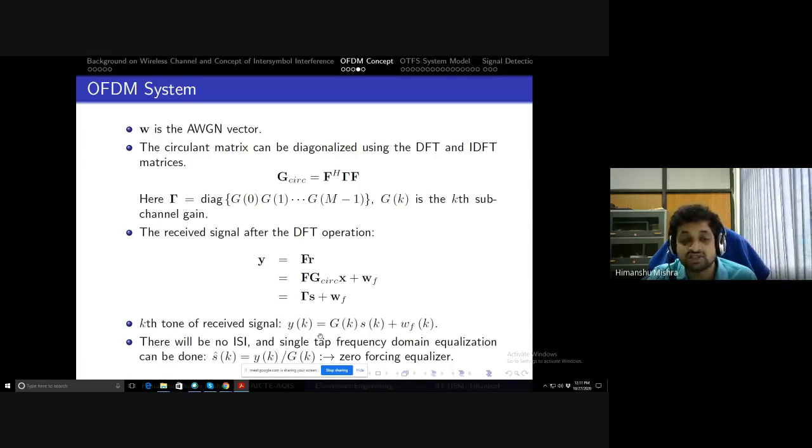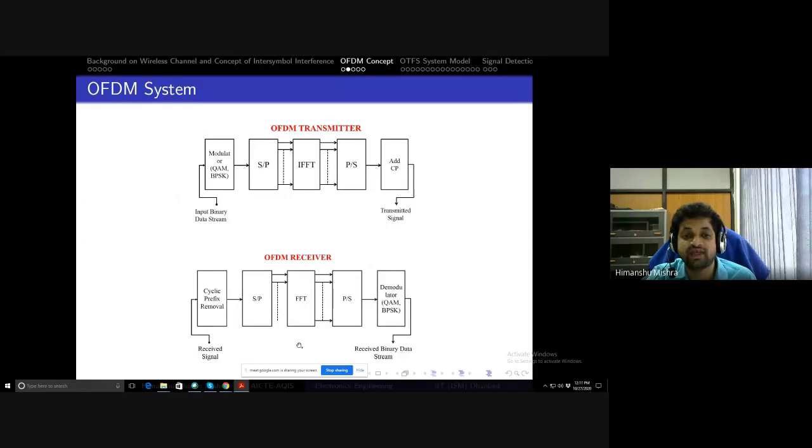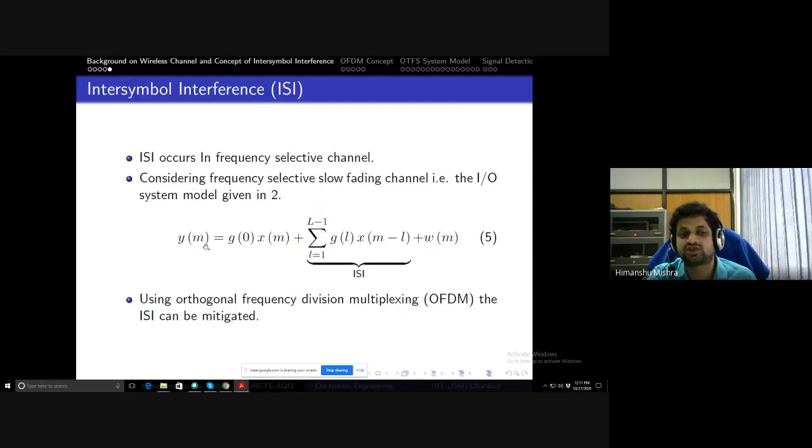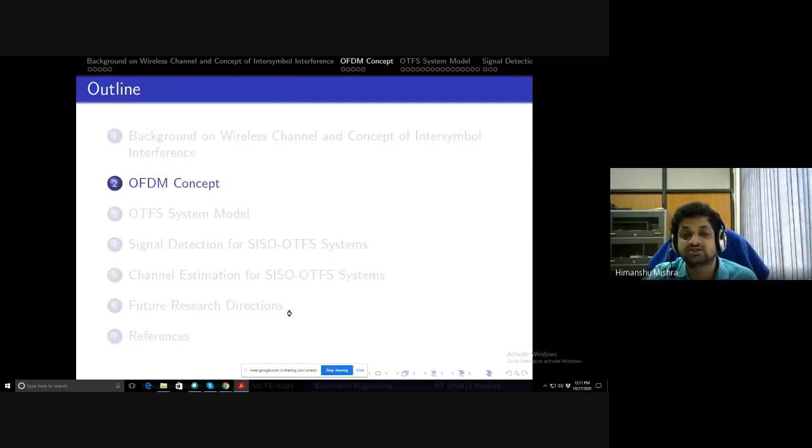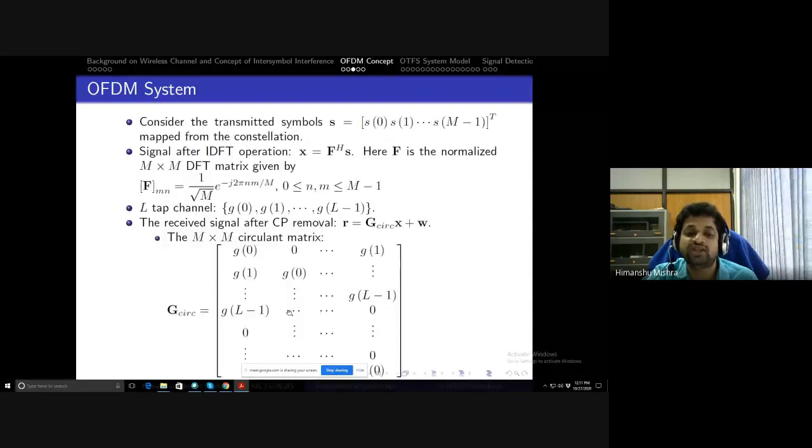See, this is the interesting thing you got by using OFDM. If you compare this equation, you get yk equal to only xk terms, and there is no inter-symbol interference. That is the beauty of the OFDM scenario.